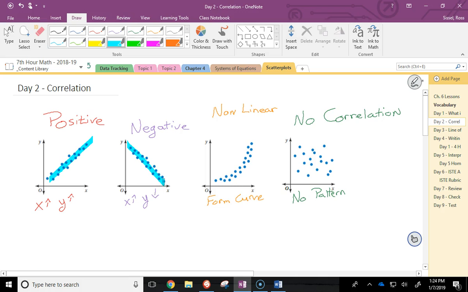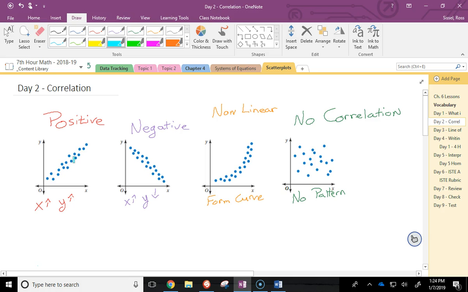No correlation. Is there any straight line? No, that's why it's no correlation. On this one, non-linear, can I make a straight line? No, it's curved. So it's going to be called non-linear. We'll get into that later, but it's one that we're not going to use as much. We will mainly be working with positive, negative, no correlation.